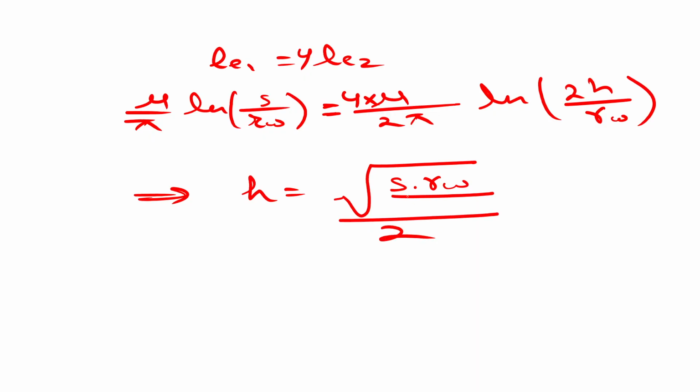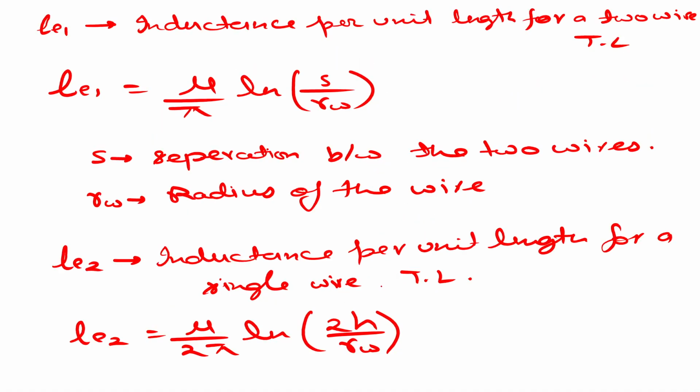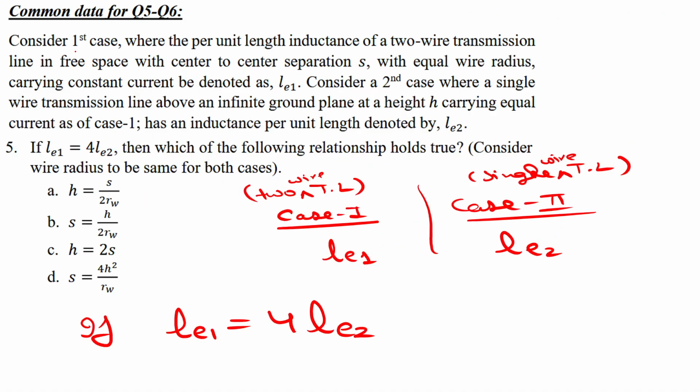Sorry, this 2 is outside the under root, and when we solve this, we can take the square on both sides, so it becomes, since it is given the relation between S and h, S is 4h square by Rw. So this is the relationship between the center to center separation of the two wire transmission line and the ground plane distance for the single wire transmission line, in the case where both are carrying the same current. So if you match it with the given options, the correct option is option D.